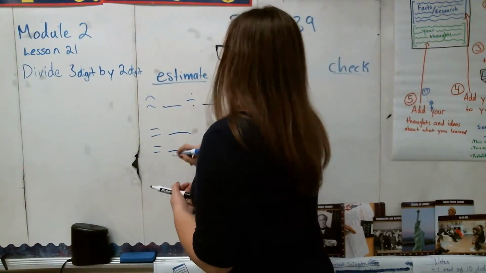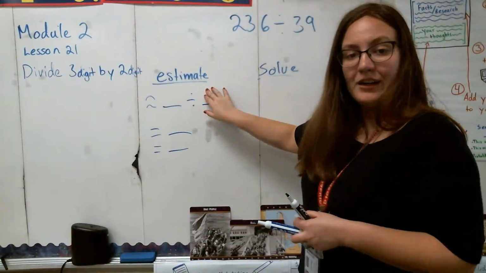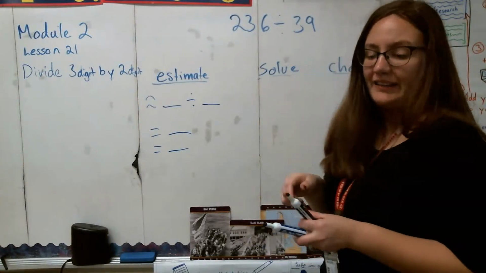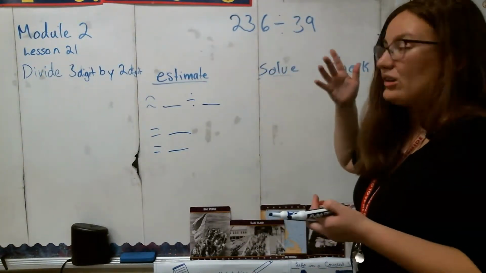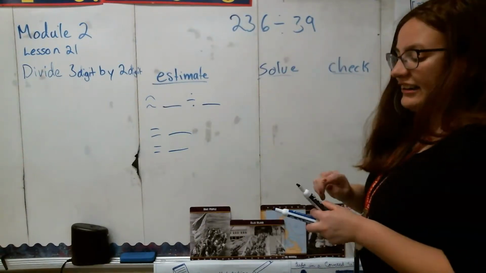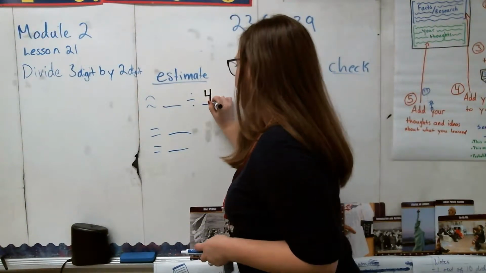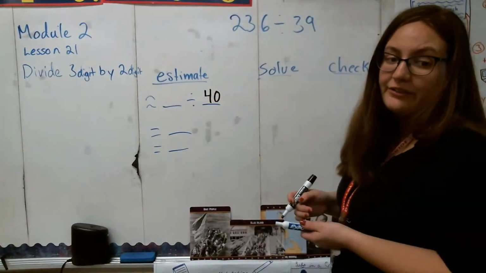So, remember, I like to take this number, and usually I write this number right here, but I don't want to have a number like 39, because that's difficult to just do in my head. So I want to round this number up or down to a number that ends with a 0. So this 39 right here, I'm going to round that up to 40, because that's a number that ends in a 0, so that's going to be really easy for me to divide.